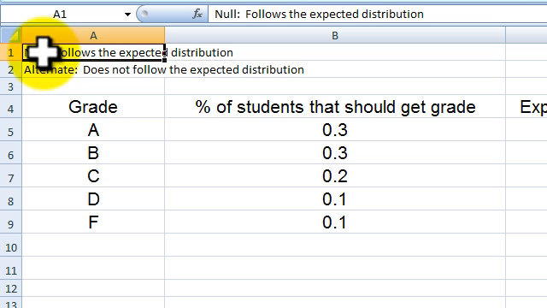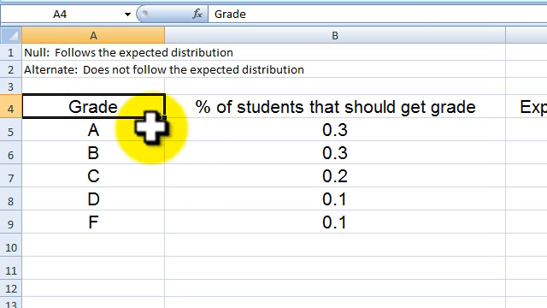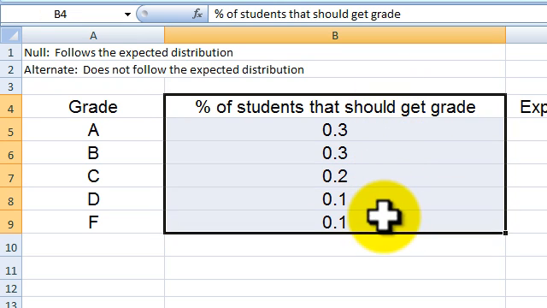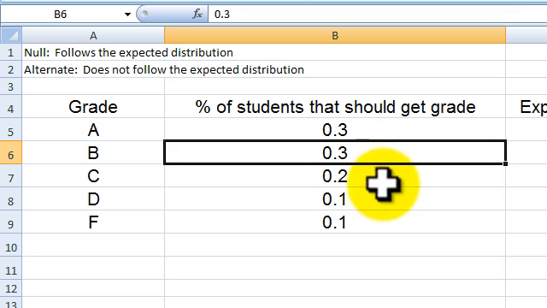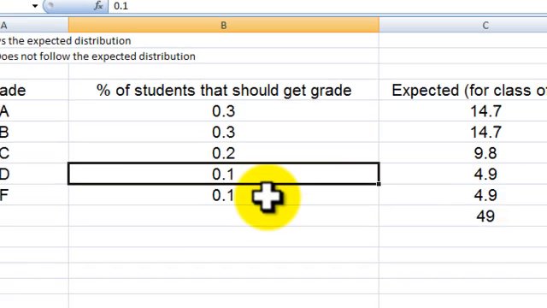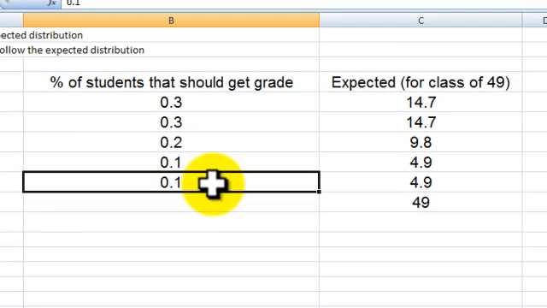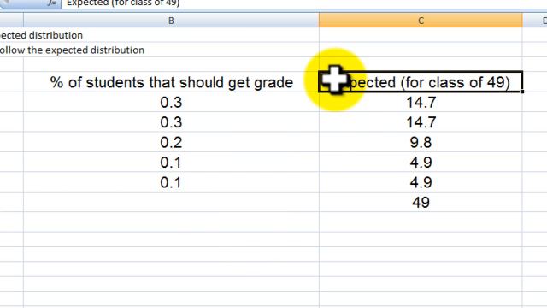So here's a good example. Let's say this instructor is hoping to have a distribution like this: 30% A's in the class, 30% B's in the class, 20% C's, and only 1% D's and F's. Okay, that's what we can call, I guess, the expected distribution or hoped distribution. And he wants to see if there's evidence that it's against that. Okay, so he has a class of 49 students.